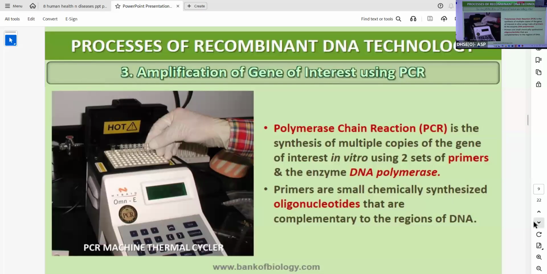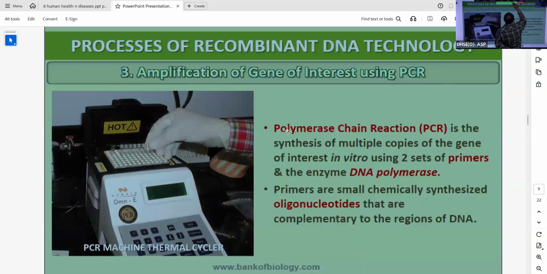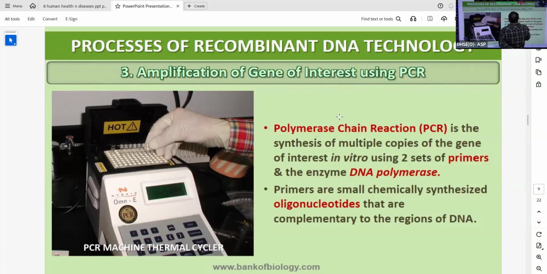Fine. But before that, we want to multiply the gene of interest. So PCR, or polymerase chain reaction, helps us in amplification. It is the synthesis of multiple copies of the gene of interest in vitro.